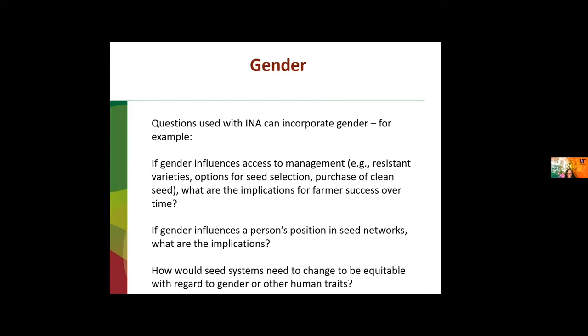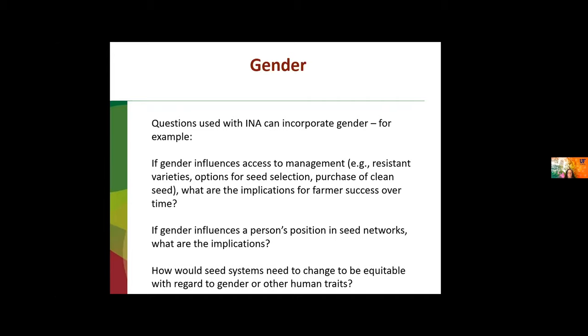So when thinking about gender in the context of impact network analysis, we can ask questions like these. If gender influences access to management, what are the implications for farmer success over time in the system? Or another type of question, if gender influences a person's position in seed networks, what are the implications? That position is related to the same question of access, right? If a person's position is influenced by their gender, does that give them greater access? Or if there's a chain of exchange, does the person's gender influence who is also going to be receiving seed from them? So you can look at the larger structure, not just where an individual gets seed and maybe provides seed, but what sorts of chains of movement through the seed network might occur and how gender influences that.